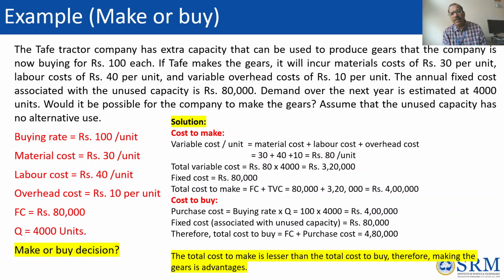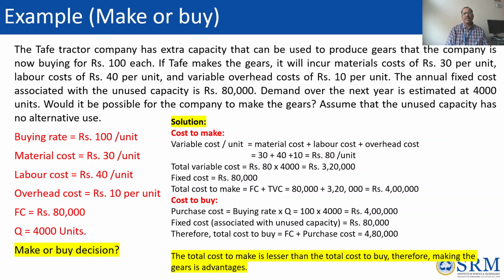So from the previous discussion itself, we know that once we have invested, if we are not utilizing that fixed cost of fixed machineries, it is again a cost to the company. Here they have clearly given that unused capacity has no alternative use. It is not being used. So what to do? Whether to make or buy. Buying, in the sense, costs rupees 100 per unit.